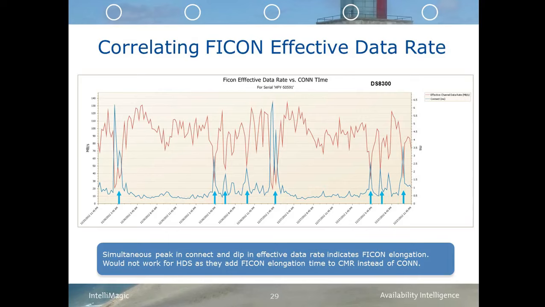Earlier, we had discussed FICON connect time elongation. One way to find times when connect time elongation is happening is to plot the FICON effective data rate together with the connect time. If you see peaks in connect time that correspond to dips in FICON effective data rate, that indicates that the connect time elongation is happening. This chart shows several instances of elongation happening over a few days. This could be an indicator that additional front-end resources are needed.